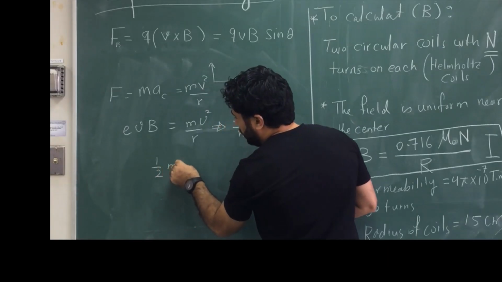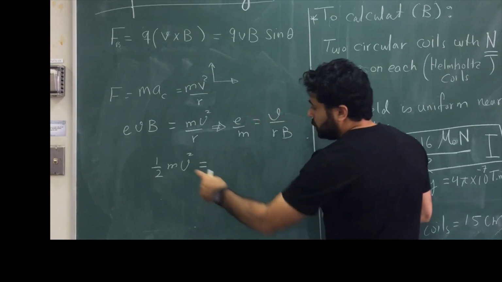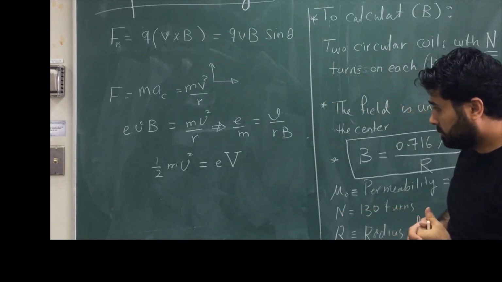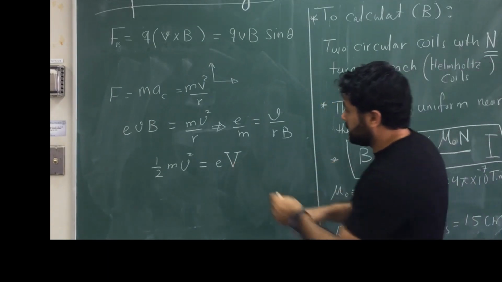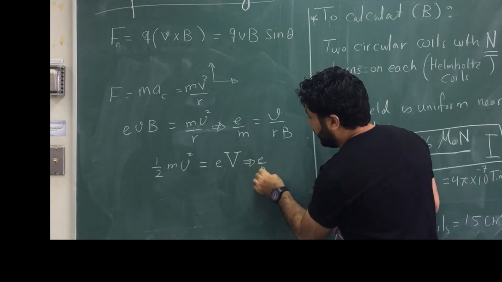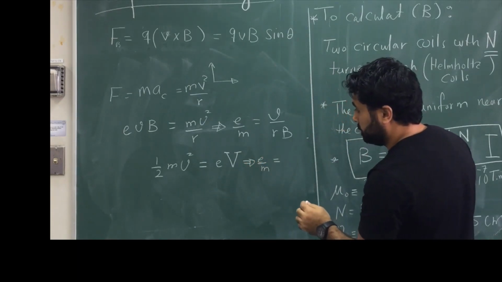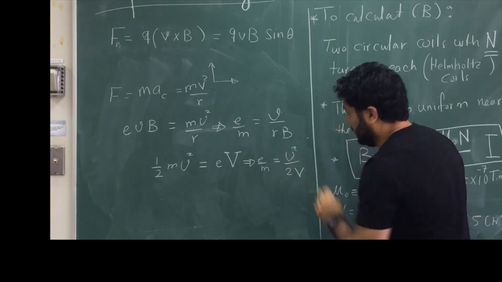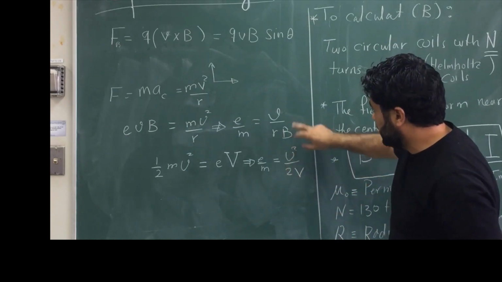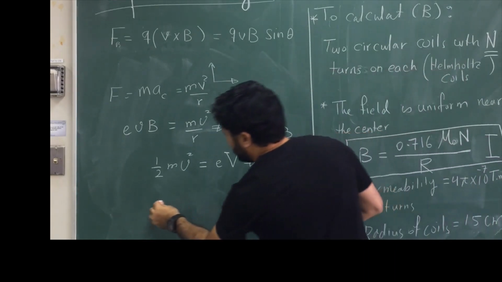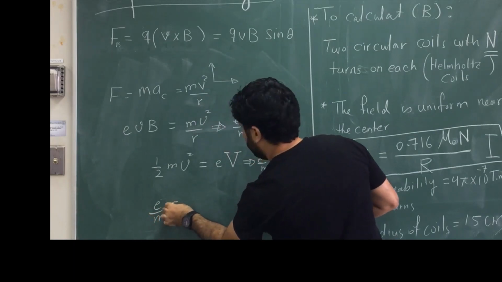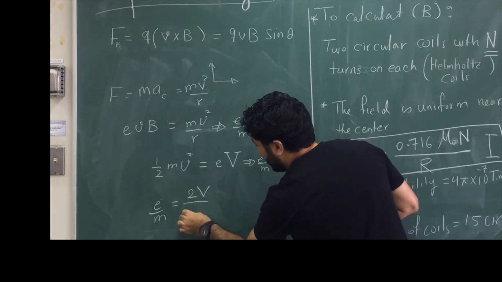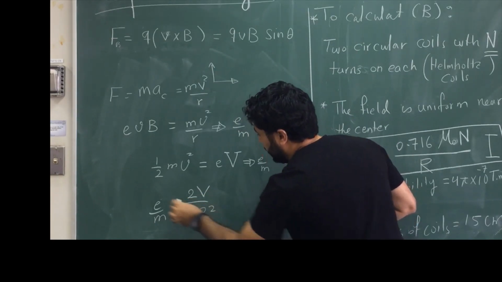The kinetic energy is equal to half m v squared. This will be equal to e multiplied by the potential difference V. Now, by arranging this equation, we will get e over m is equal to v squared over 2V. By combining these two equations, we will get the following equation: e over m is equal to 2V divided by r squared B squared.